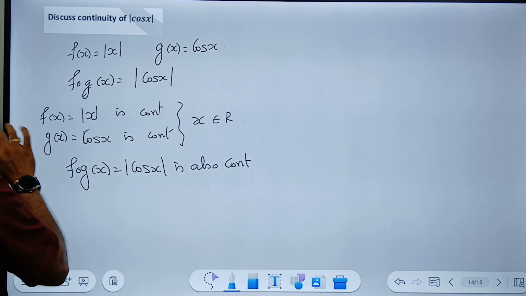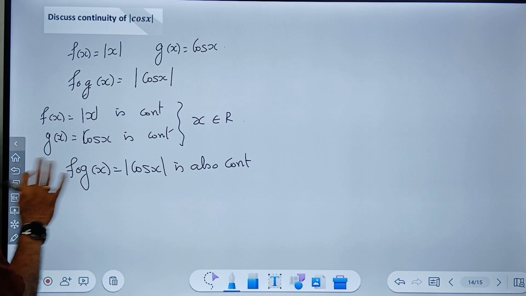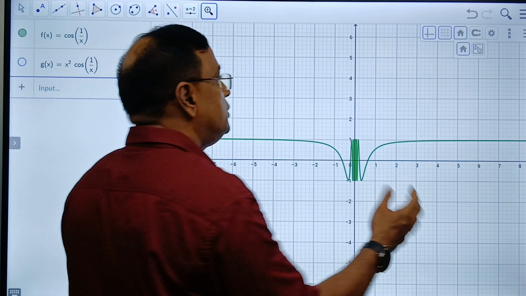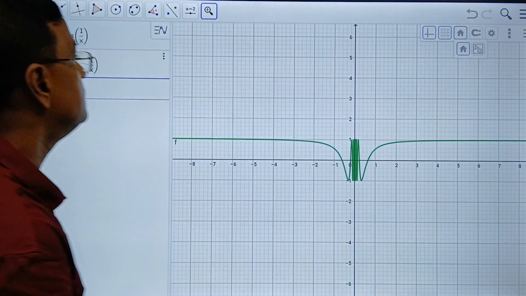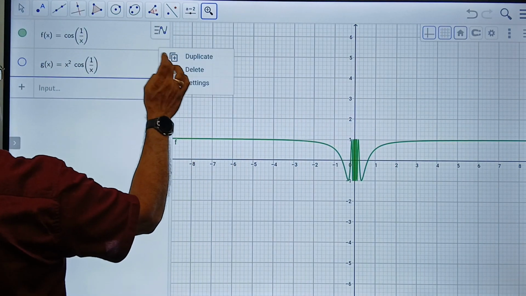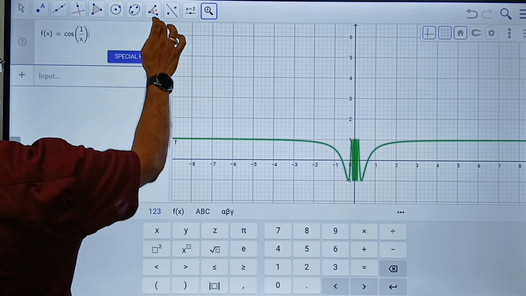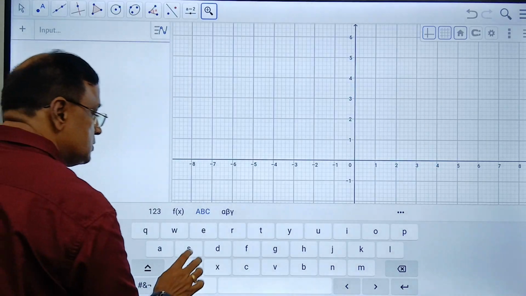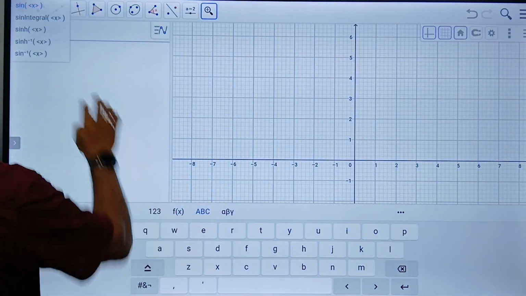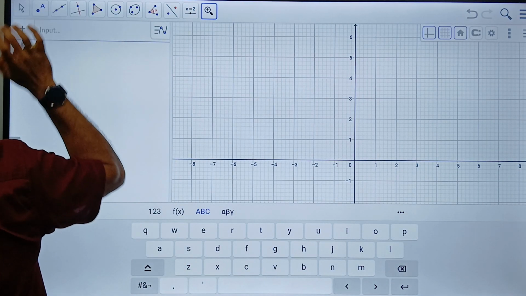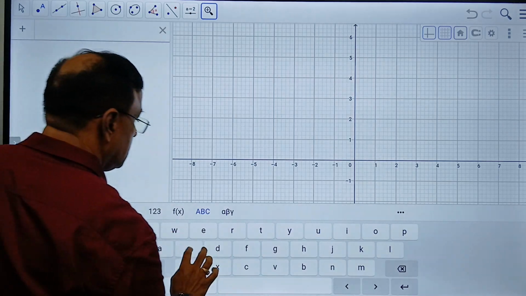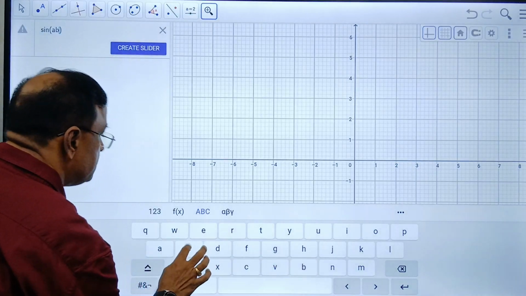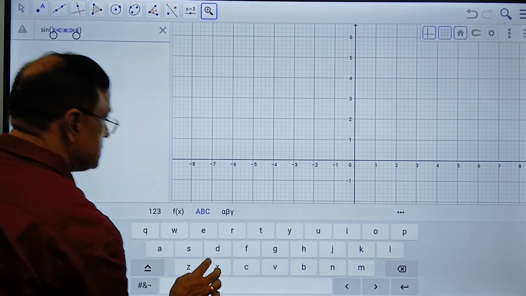Let's quickly go back and check in GeoGebra. I just want to show you how these functions look. Because always you should know the geometry. Now let's delete all those. This is all not required for me. Now what I want to check is sine of mod x, the absolute x.